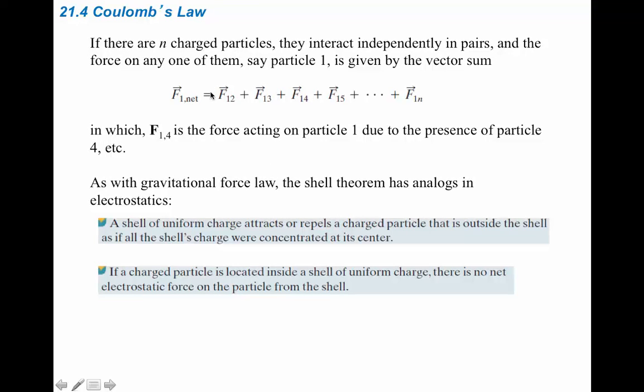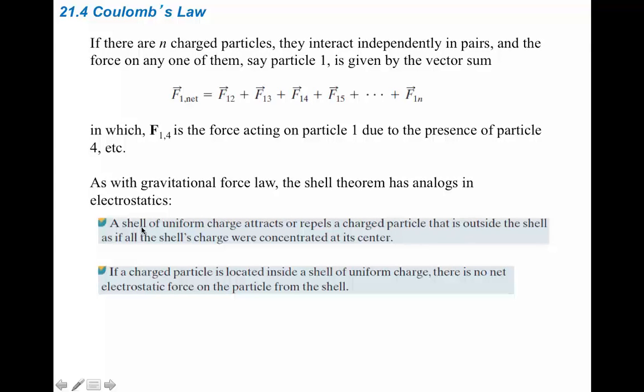And so you'll look at some problems using this in a little bit. F14, when we write it like that, is the force on particle 1 due to particle 4. And so this is the principle of superposition. You can just add them all up to get the net force.